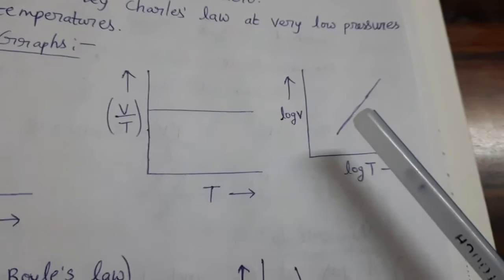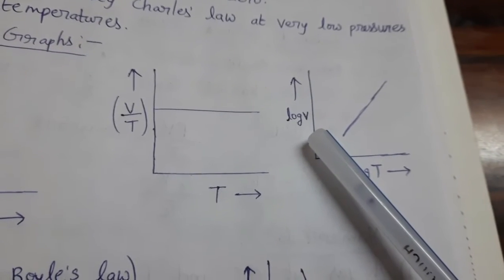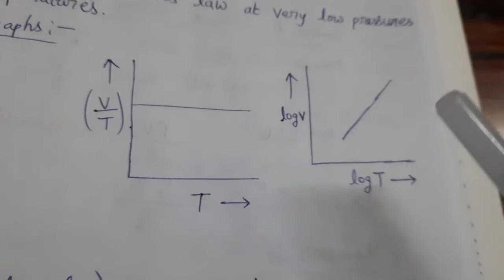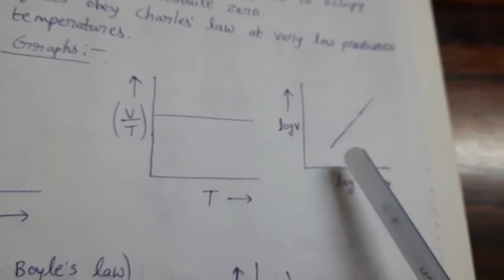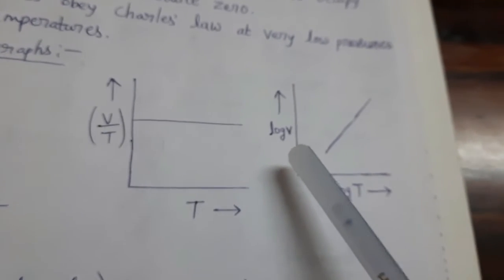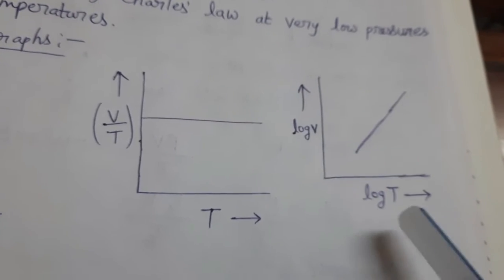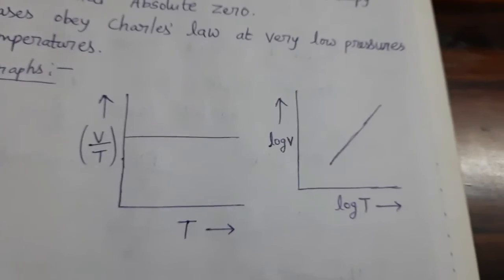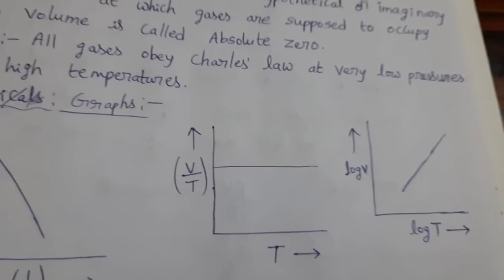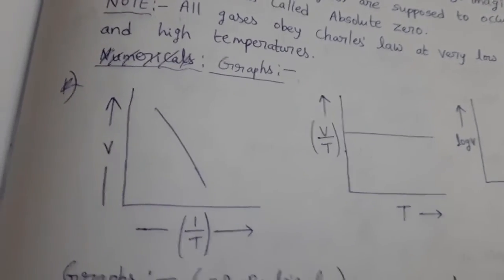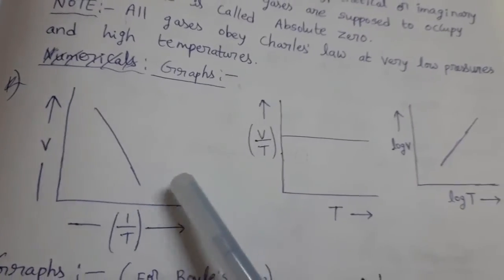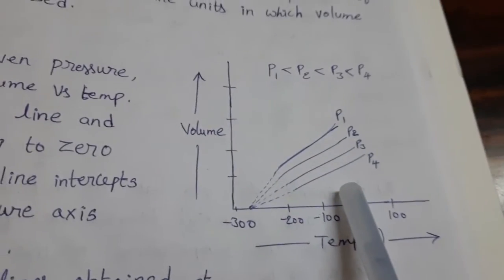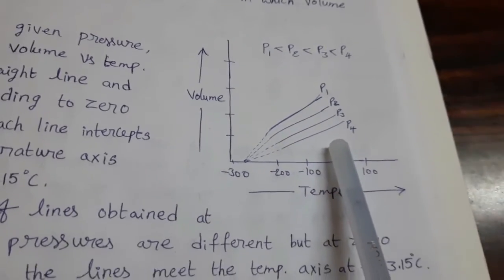Okay, next, log V is on y-axis, log T is on x-axis, then we can get a straight line like this. So these three graphs are also related to Charles law. Remember carefully, this second, third, and yesterday we completed this one, fourth. All these graphs are related to Charles law.